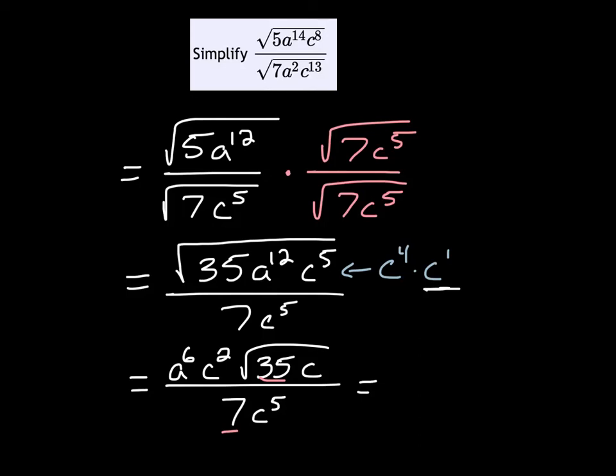But 2 of these c's right here can be canceled with 2 of the c's right here, leaving me with the c to the 3rd in the denominator. So the final simplified form would be a to the 6th times the square root of 35c all over 7c to the 3rd.